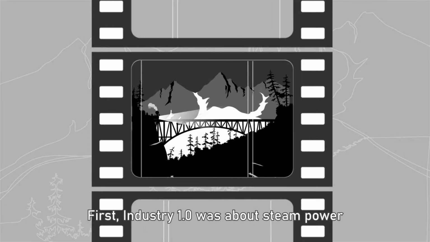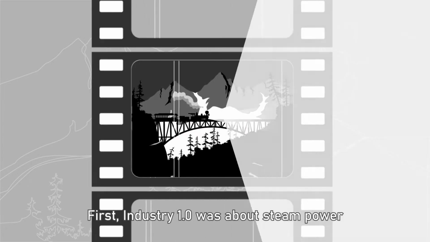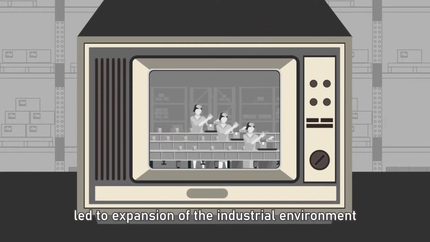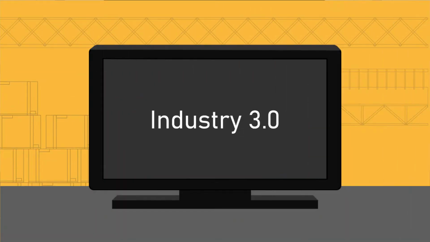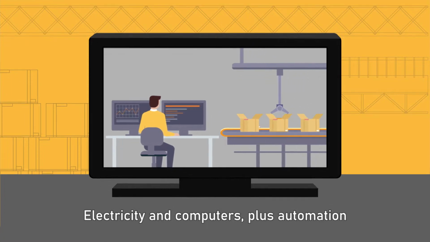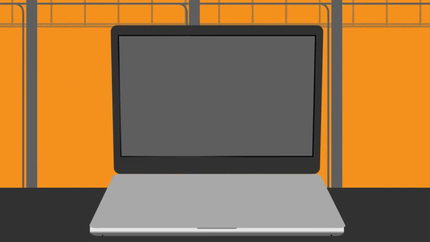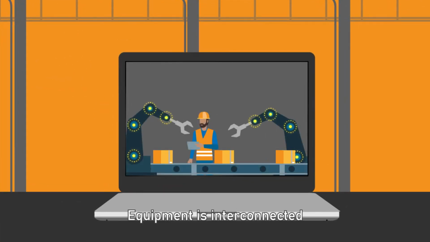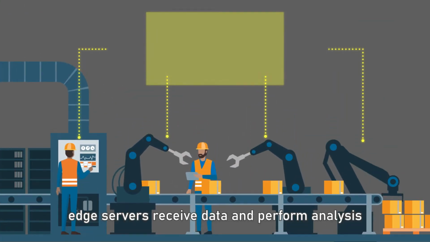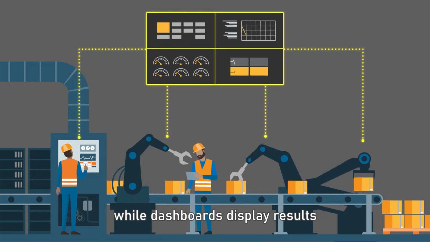First, Industry 1.0 was about steam power. Industry 2.0. Development of electricity led to expansion of the industrial environment. Industry 3.0. Electricity and computers plus automation. Industry 4.0. Equipment is interconnected, edge servers receive data and perform analysis, while dashboards display results.